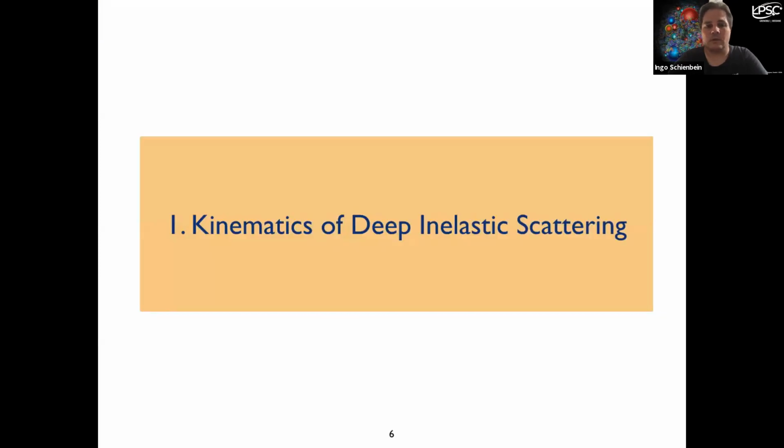So let's start with the kinematics of deep inelastic scattering. And as said, please feel free to ask questions. I can't see if you have questions in the chat, so maybe somebody can moderate this also.